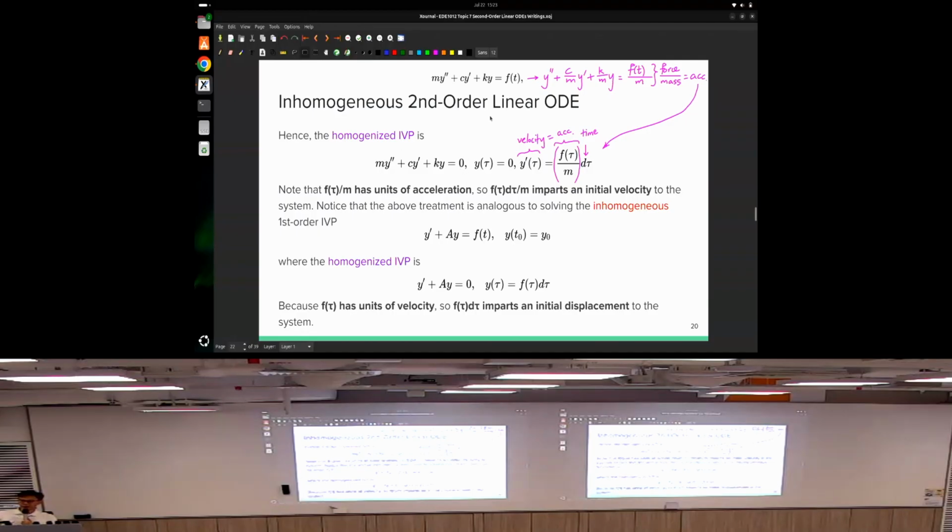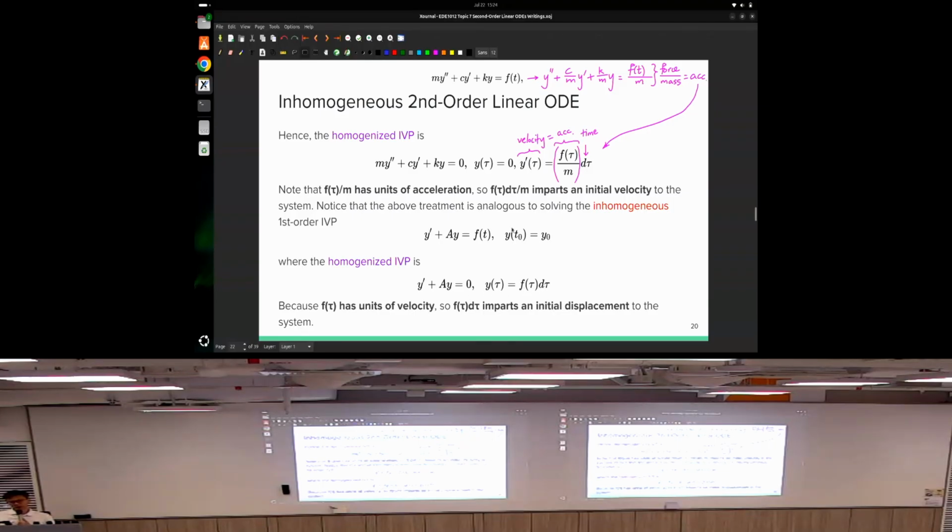Then after that, the f of t, or f of tau over m d tau, is put at the appropriate initial condition. And we work out the initial condition to be acceleration times time. So therefore, it has to be the velocity. Okay? So you see the similarity for the second order ODE with the first order ODE.